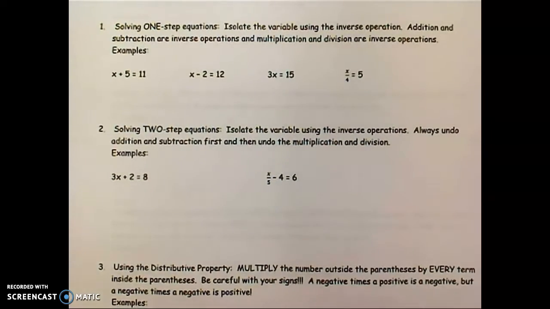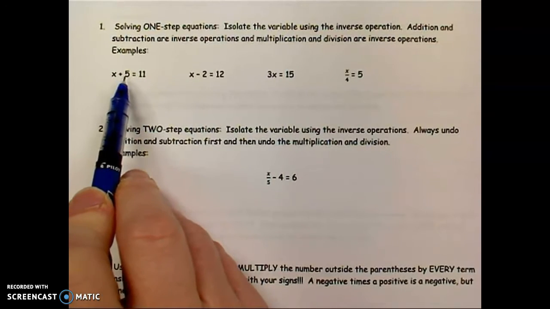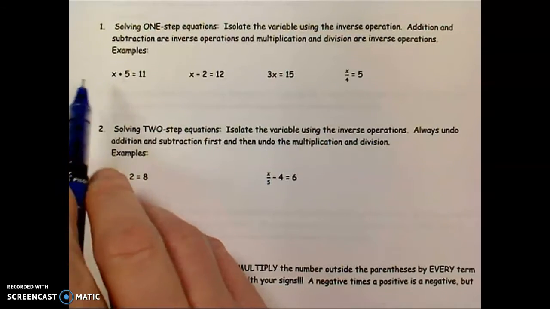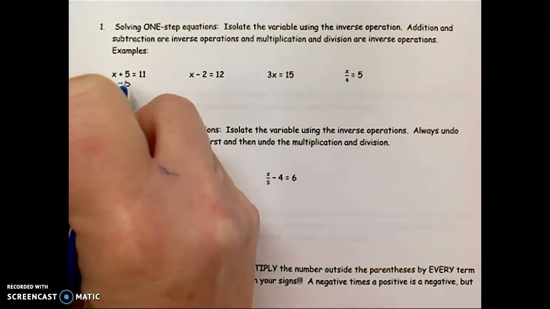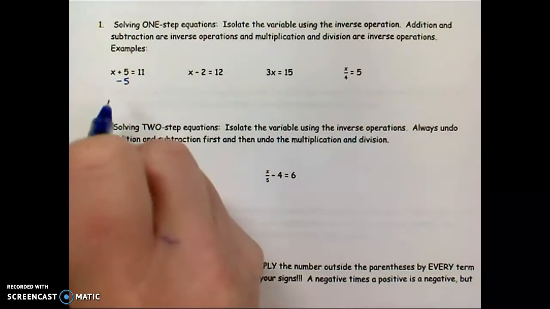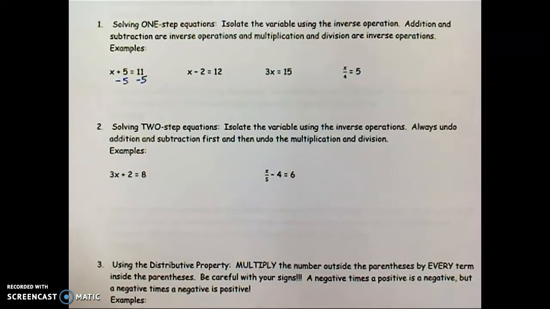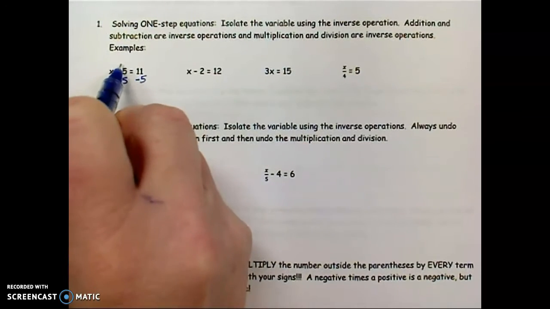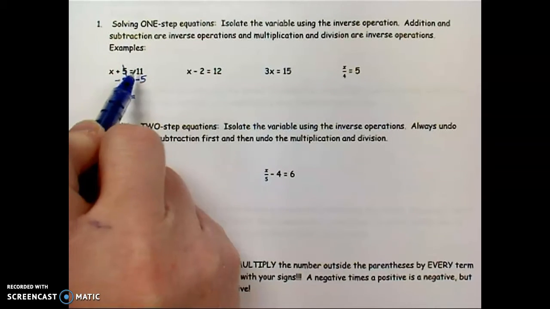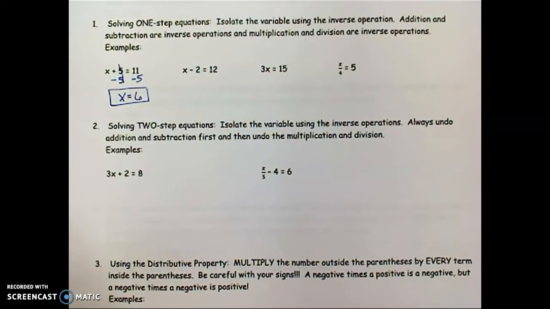So if we look at the first example here, x plus 5 equals 11, in order to get the x by itself, we have to get rid of this 5, which means we're undoing addition. So to undo addition, we're going to subtract, and we're going to subtract what's being added to x, which is a 5. And remember, to keep an equation balanced, what you do to one side of the equation, you must do to the other side as well. So I'm going to subtract 5 on the right side. So positive 5 and a negative 5 cancel, leaving me with x by itself. And the value of x is 11 minus 5, which is 6. I know I'm done once I have my variable by itself.